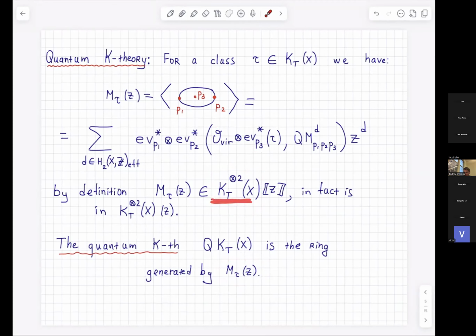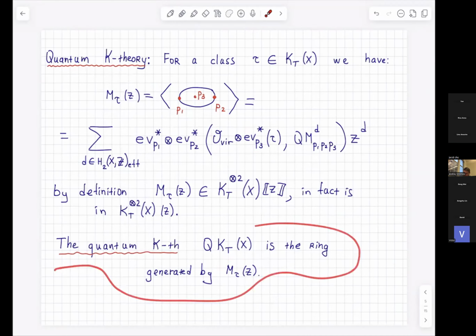But on the K-theory of Nakajima varieties, there exists a pairing which is non-degenerate, and so you can use this pairing to understand this matrix as a linear operator. So it's like an operator acting on K-theory. And quantum K-theory is a ring generated by these operators.